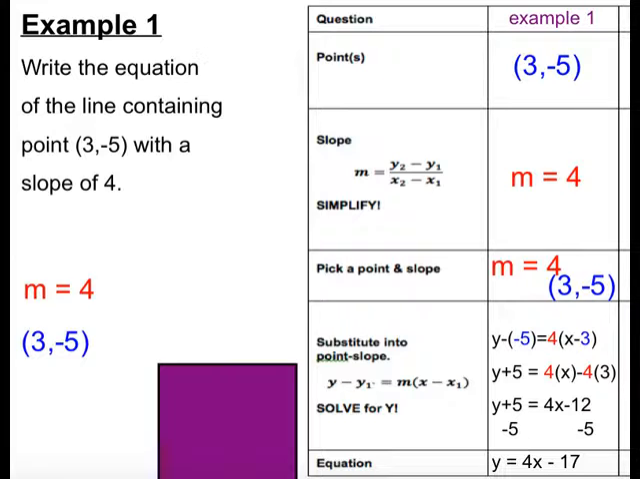At any point in time in this video, if you need to pause it in order to fill in your notes or go back and re-listen to something, feel more than free to pause and do so.